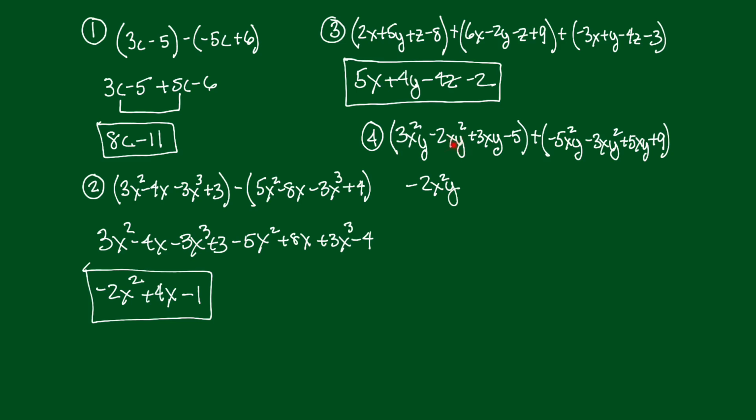Now what about these xy squareds, right? X squared y and xy squareds are different. So xy squareds, I'm down 2. Then we lose 3 more. So now I'm down 5. So minus 5xy squareds. And then what about the xy's? I start with 3. Then I get 5 more, so I'm up to 8. So I've got plus 8xy. And constants? Negative 5, I'm down 5, and then I get 9. So negative 5 plus 9 is plus 4.